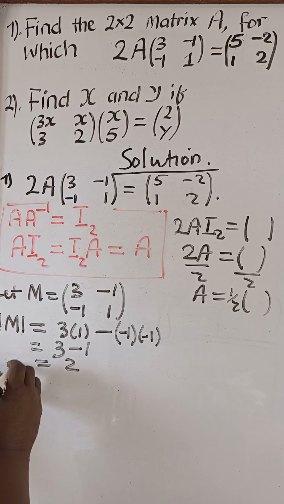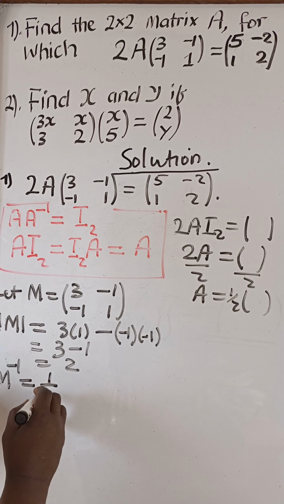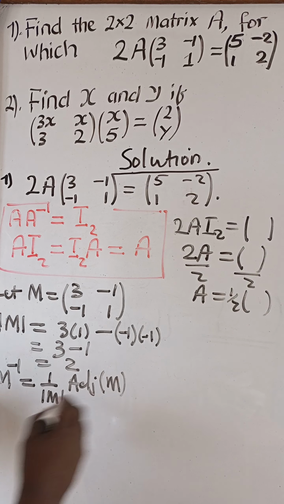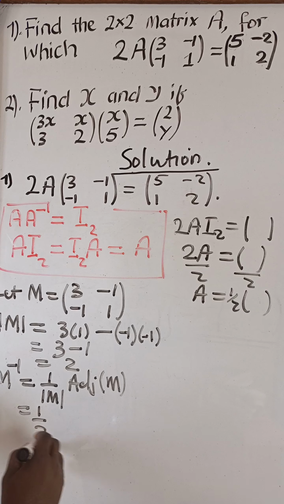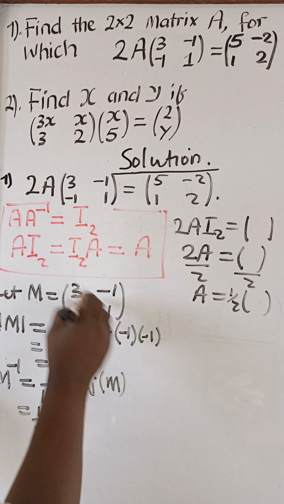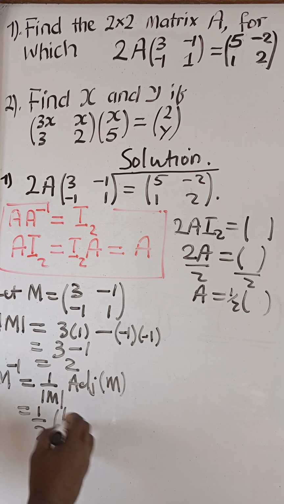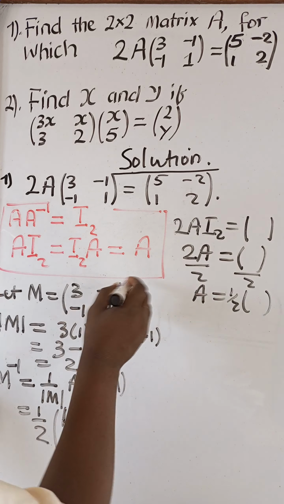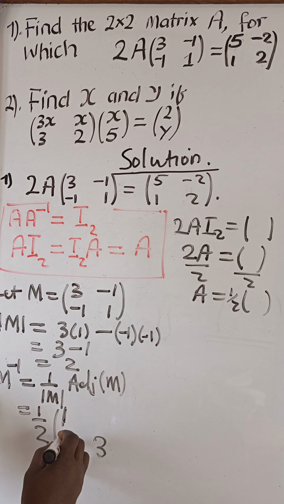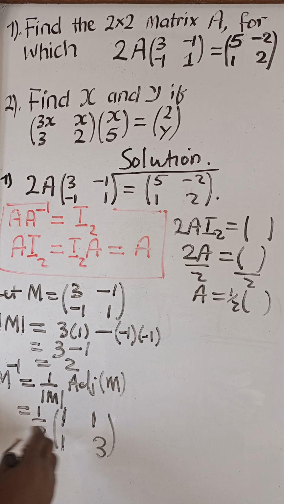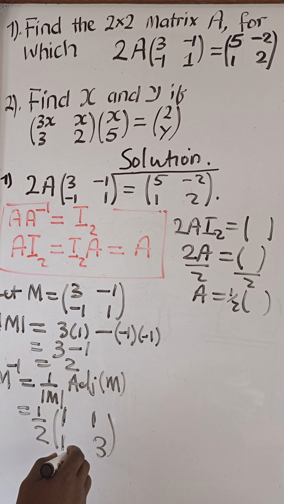Now we get the inverse. The inverse of that matrix is 1 over its determinant times the adjoint of that matrix. So this is 1 over 2. What is the adjoint of this matrix? We interchange the elements in the leading diagonal. So 1 goes here, and 3 comes down. And then we multiply the elements of the alternate diagonal by a negative sign. That's where we get that. So the inverse of this matrix is a half into this matrix.